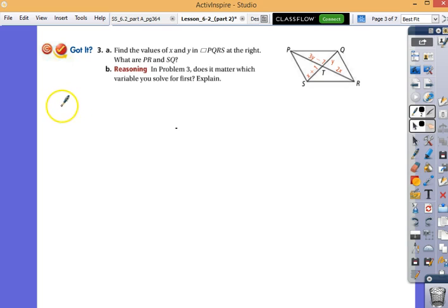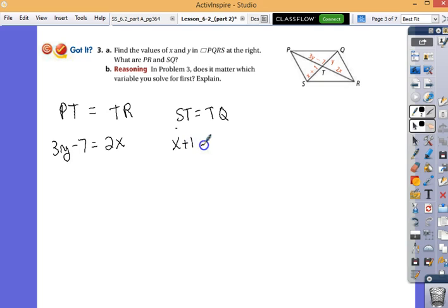So what you're saying is not wrong. I would prefer you start out by creating an equation using your geometry facts, PT equals TR, and then substitute in ST, TQ. So what you were saying was 3y minus 7 is equal to 2x, and x plus 1 is equal to y. So we now have a system of equations, two variables we can solve. So kind of going with the reasoning, does it matter which variable you solve for first? No. What would probably be the easiest variable to solve for first?